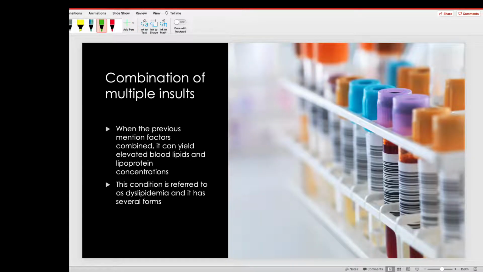Now, hyperlipidemia can be a result of multiple insults occurring at a single time. Okay, so blood lipids and blood lipoprotein concentrations and triglycerides, all these things can be adversely impacted by other things that are happening in the body at the same time. So let's talk about that.